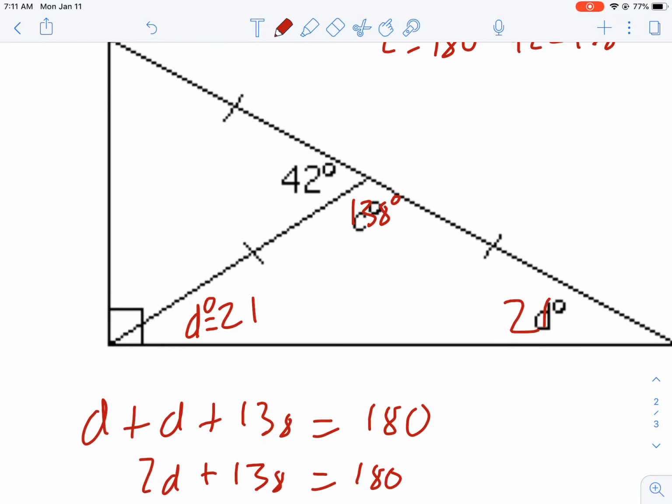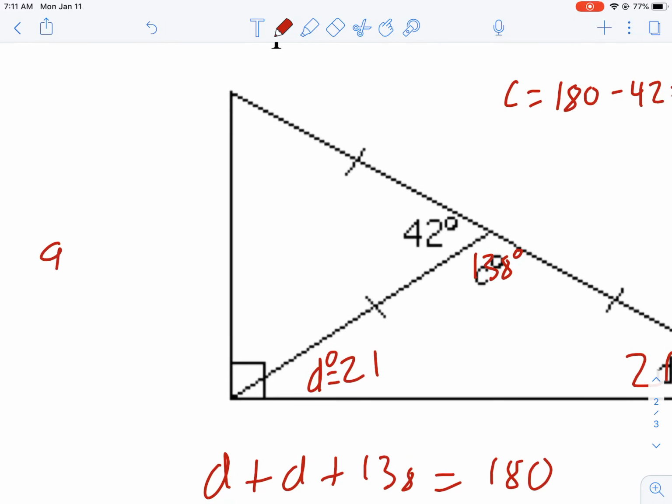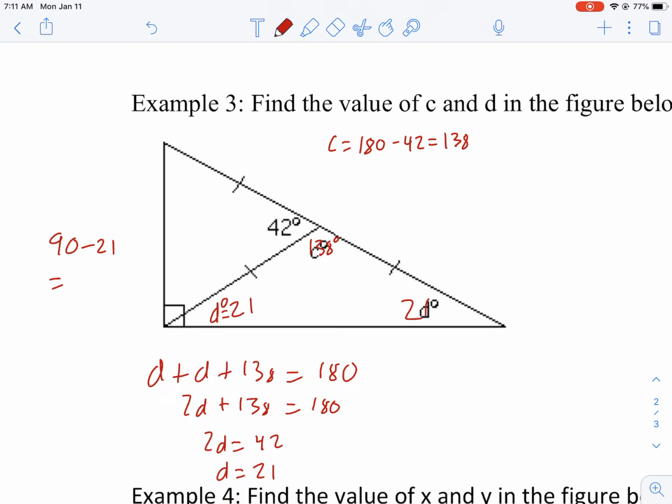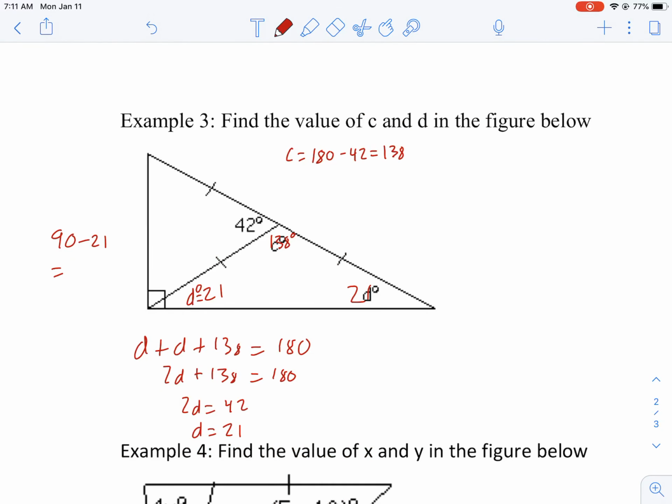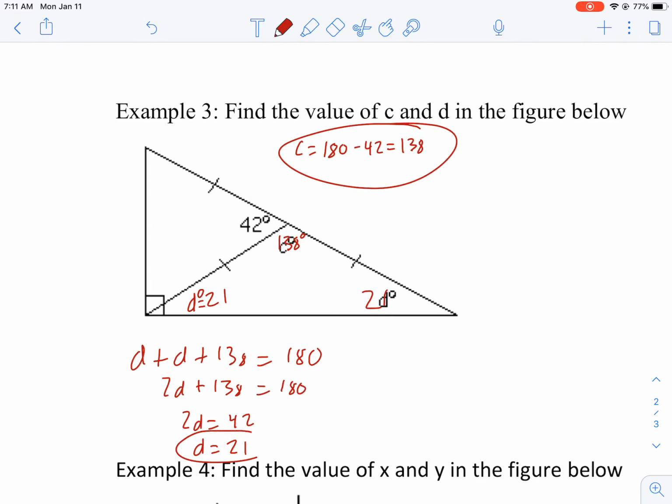We can kind of finish this off from here, because since we know this is 21, these angles right here are complementary. That's a right angle. So we know the other side of that has got to be 90 minus 21, but wait, we don't even need to fill out the whole thing. We just need to find C and D. So that's how you would do that problem. C is 138 and D is 21.